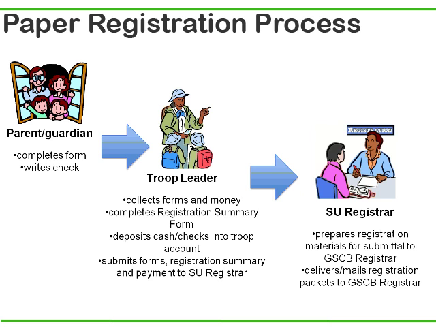This is the paper registration process. It begins with the parent or guardian completing the form and writing a check to the troop. The troop leader then collects the forms and money, completes the registration summary form, deposits the cash and checks into the troop account, submits the form's registration summary and payment to the service unit registrar. The service unit registrar then prepares the registration materials for submittal and delivers or mails the registration packets to either the Membership and Community Development Specialist for the area or the Council Registrar.